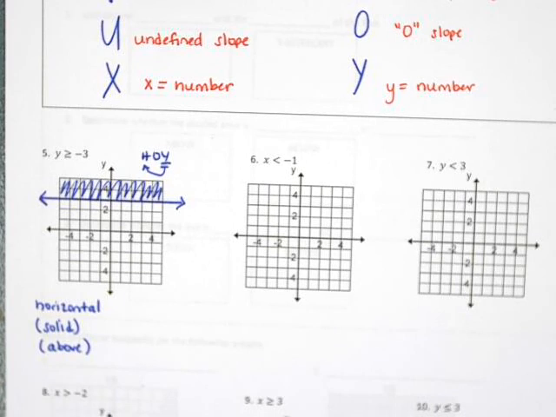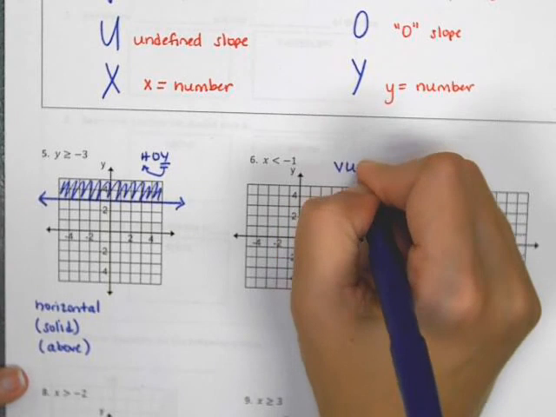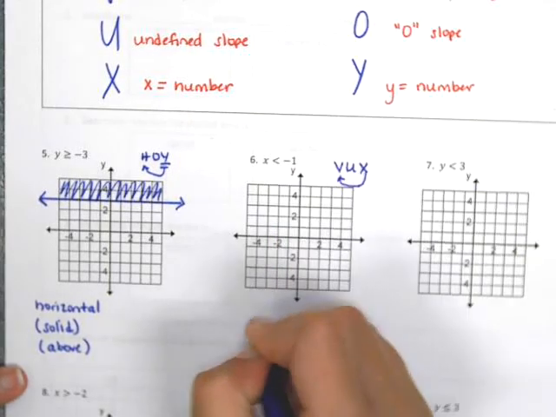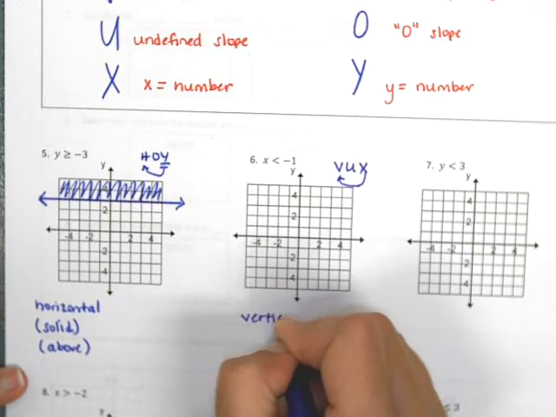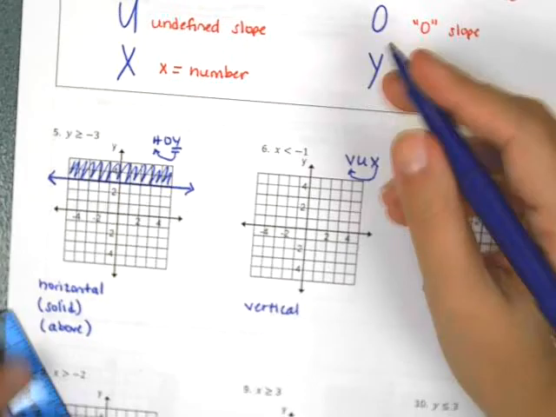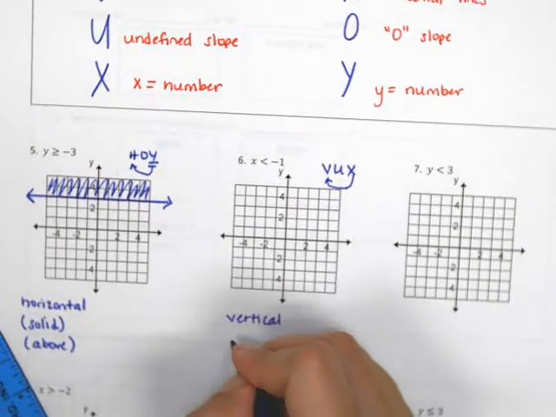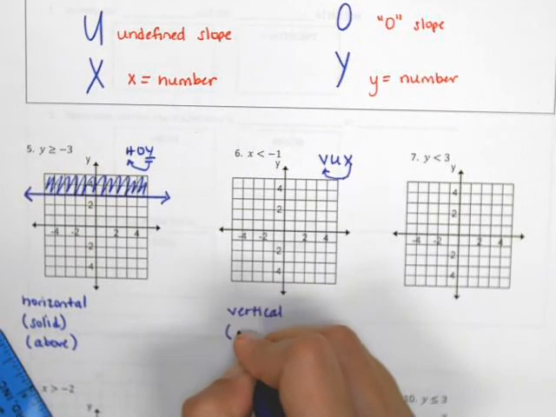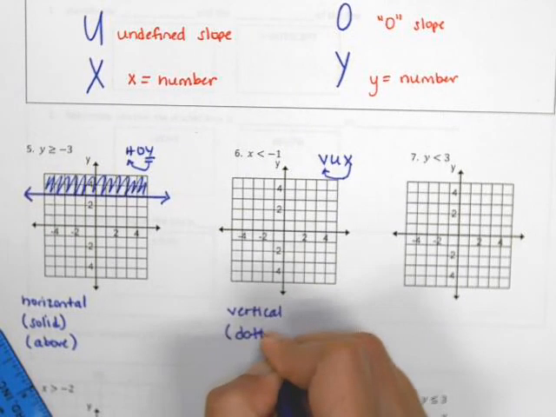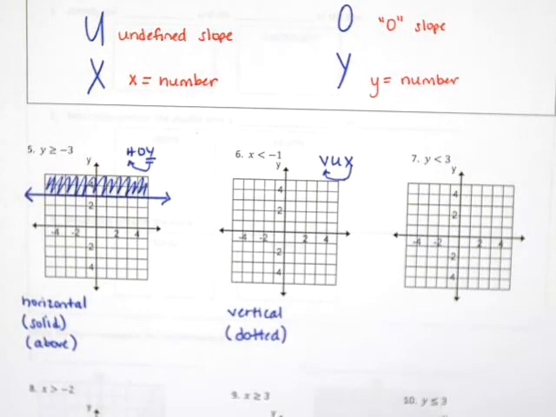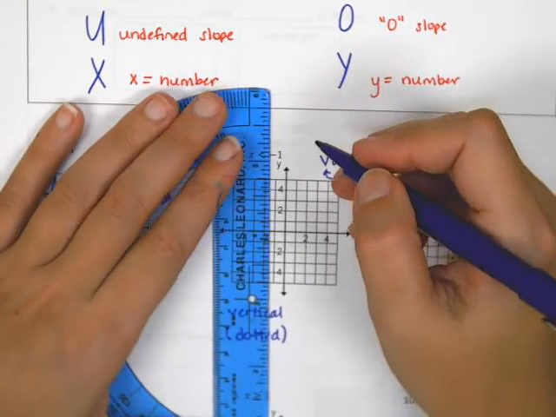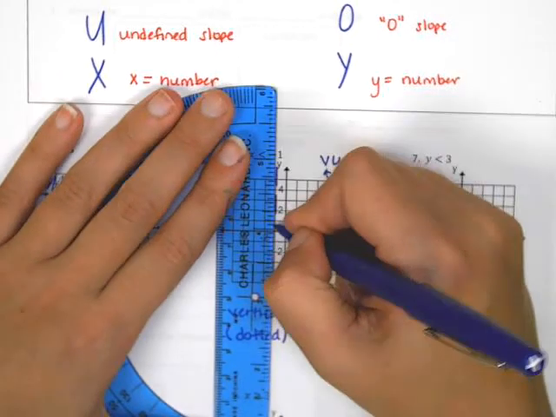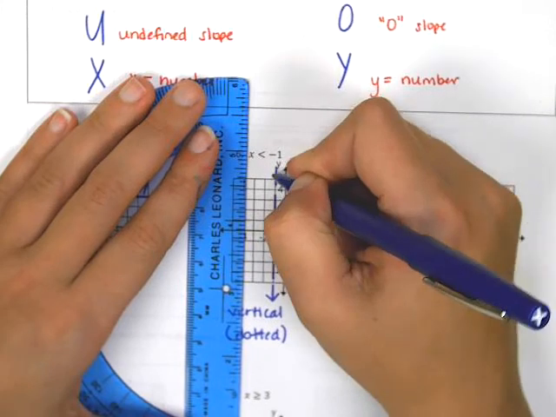Let's try a vertical line now. The first thing I notice in example 6 is that there is an X. And X's make vertical lines. So I'm going to make a vertical line, and in this specific example, it needs to be a dotted line because there's no equal to symbol. So I'm going to make a vertical line at the -1, and I'm going to make it dotted.